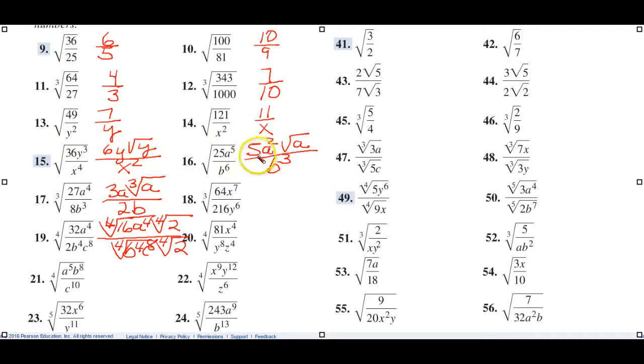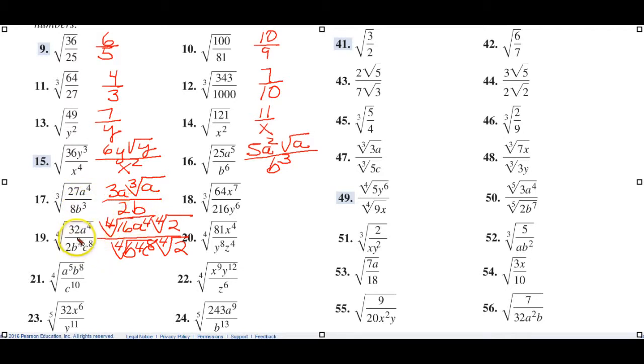So this was very similar. Square root of 25 is 5. A to the fourth, which is a to the second, and then square root of a left over. And this is a perfect square. And here, 27 is a perfect cube, that's 3. A to the third is a perfect cube, that comes out as a, and you're left with the third root of a. Now this is a perfect cube. Cube root of 8 is 2, cube root of b to the third is b.